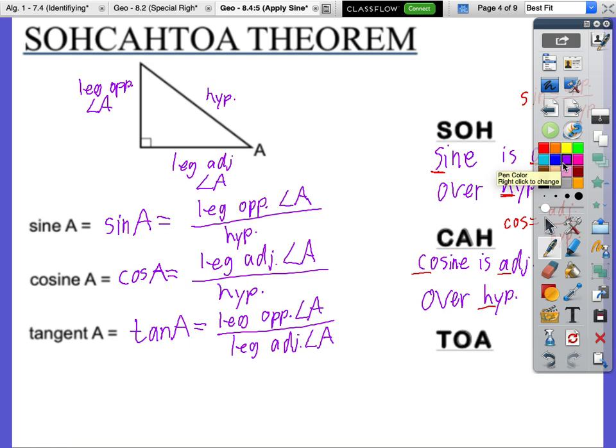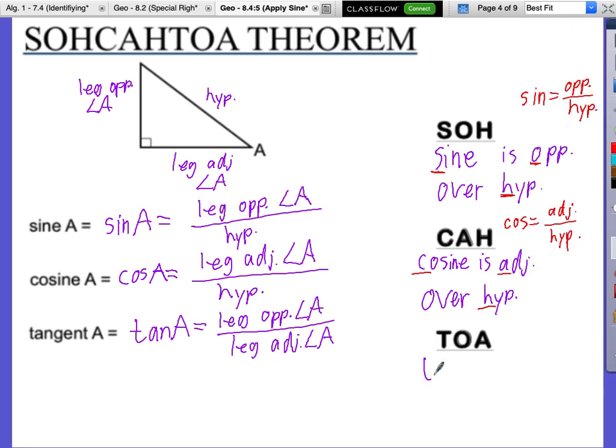Kaylee, go ahead and guess it. Tangent is opposite over adjacent. Very good.